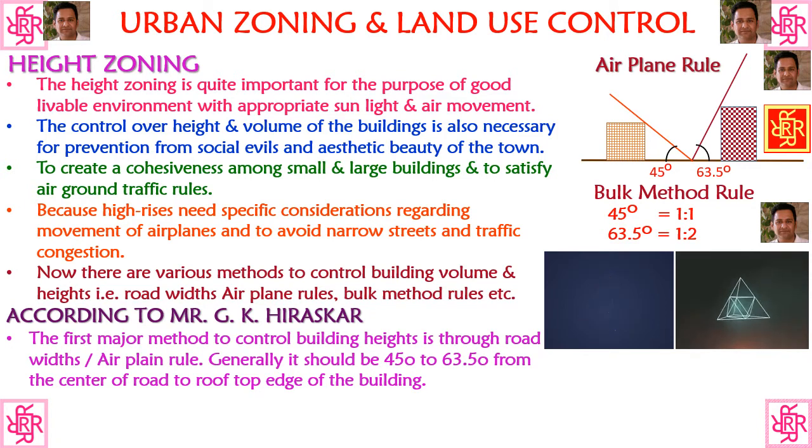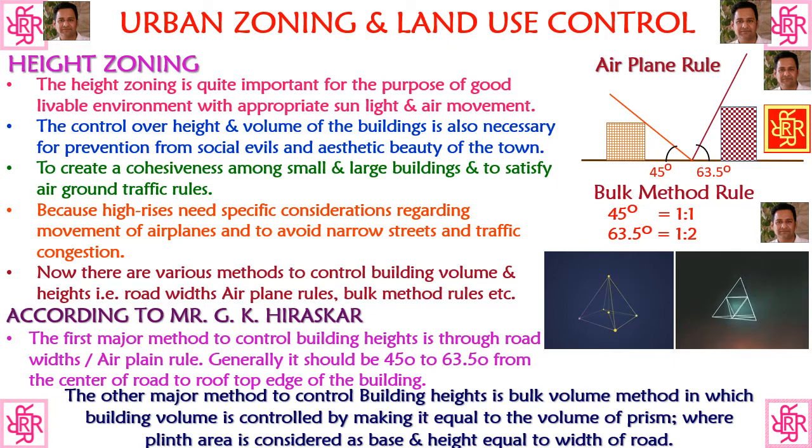This is the bulk method rule. That is the ratio which is given, that is a 1:1 ratio, 1:2 ratio of the building. And from the center, you can make a diagonal line of 45 degrees to 63 degrees, and the building height should be within this limit. And as you make a building farther away from the other building, you get more height.